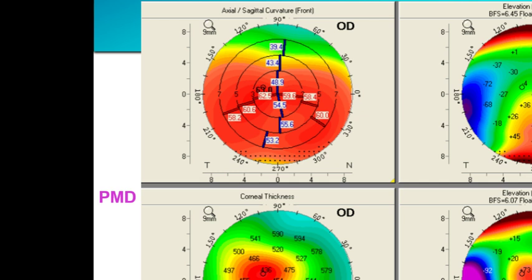This is pellucid marginal degeneration. Why? Because we have a crab claw pattern on the anterior curvature map and abnormal posterior elevation map. But we have the bell shape on the thickness map. Why? Because pellucid is characterized by a band of thinning in the inferior cornea. So this is a hallmark of pellucid marginal degeneration. We have to see this pattern or any other similar pattern on the thickness map. This differentiates this entity from the pellucid-like keratoconus.